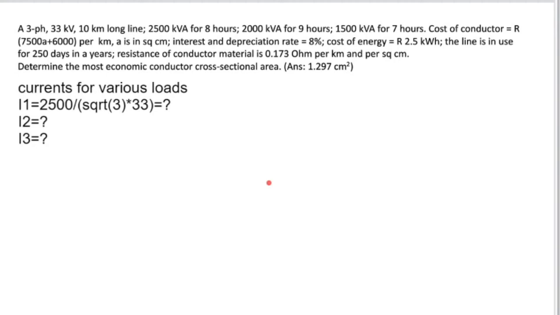What is the equation of current? It's written there. I is kVA over root 3 times the line voltage. I3 is 26.24. So we got the three currents. Next step is to calculate the power loss. I'm going now step by step because you're missing it. Power loss.